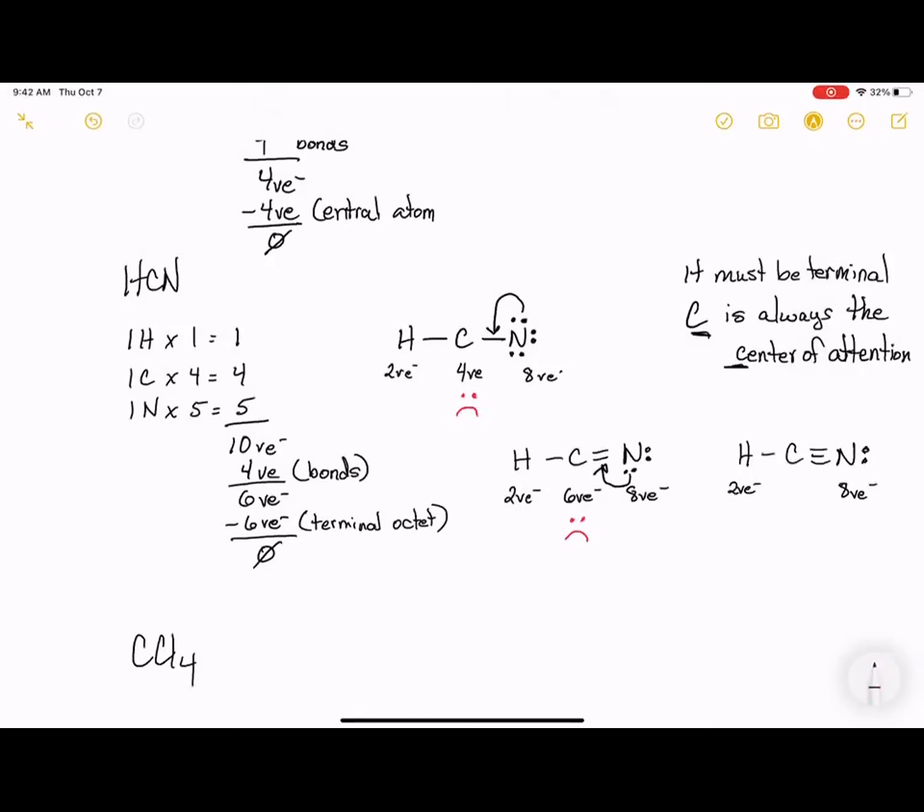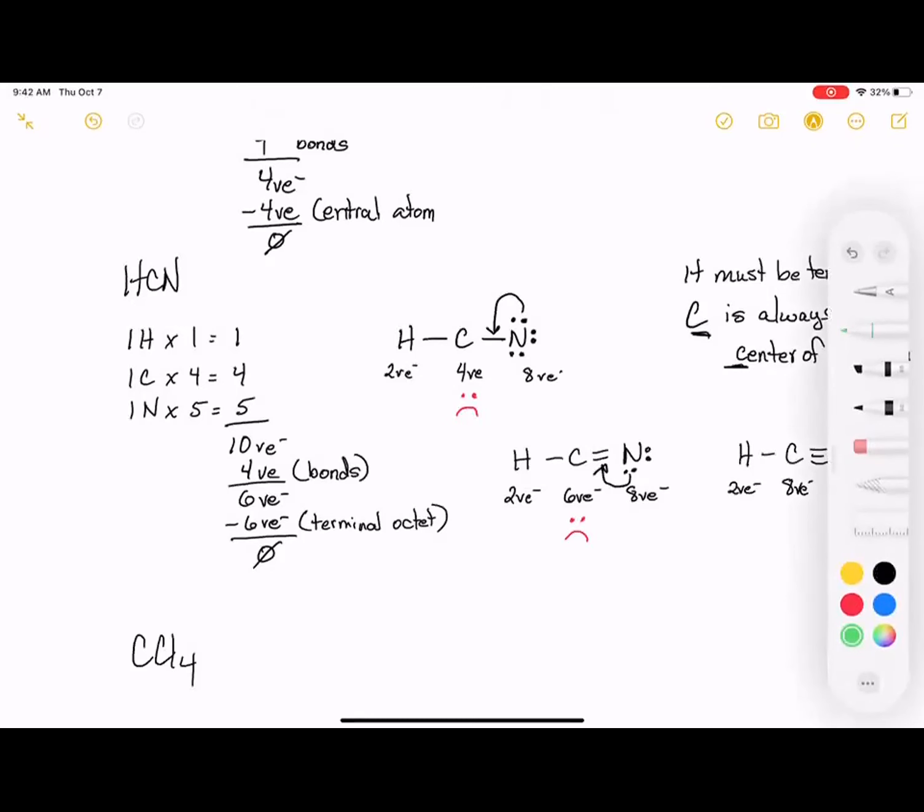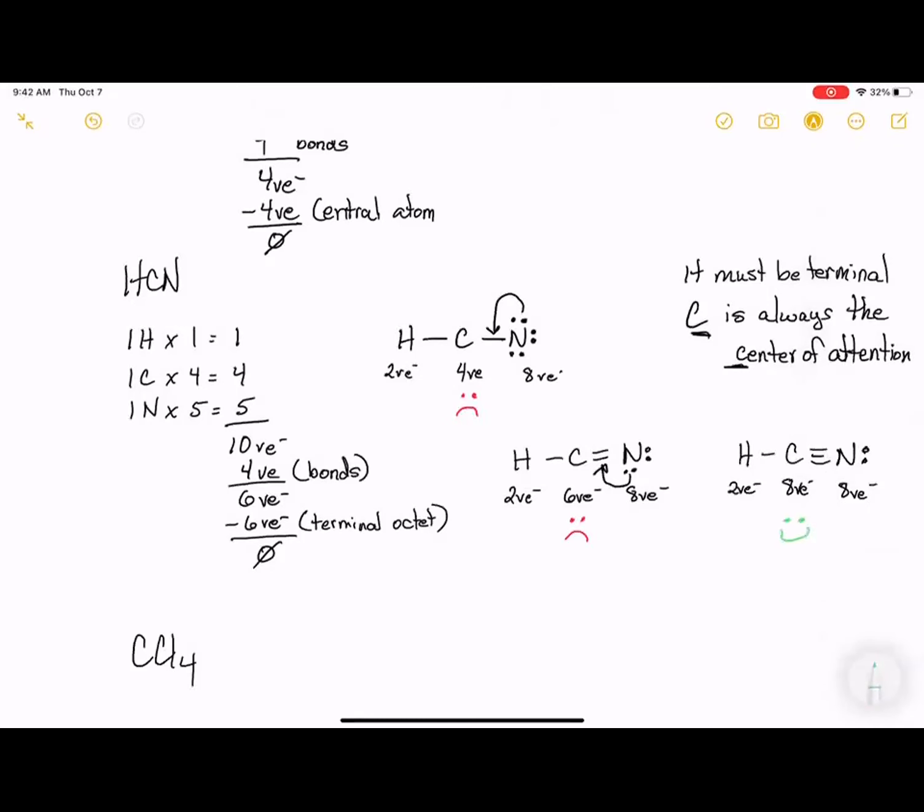It has 2 electrons in the dot, and it has 6 electrons in the triple bond. So it has 8 total electrons. And now your carbon also has 8 total electrons, 6 within the triple bond and 2 within the single bond. So now the carbon is happy and everybody is happy. And so that is your Lewis structure for hydrogen cyanide.